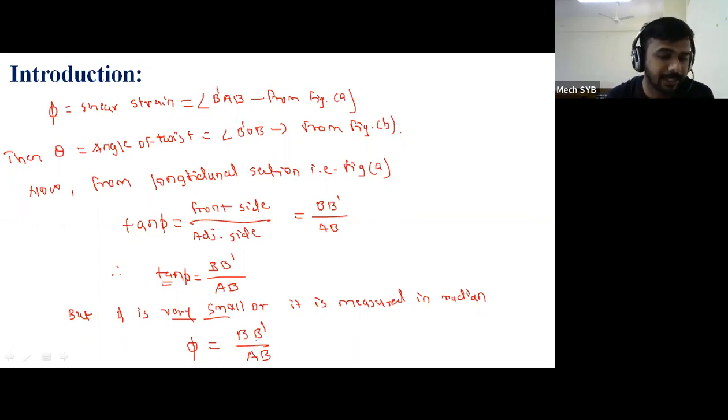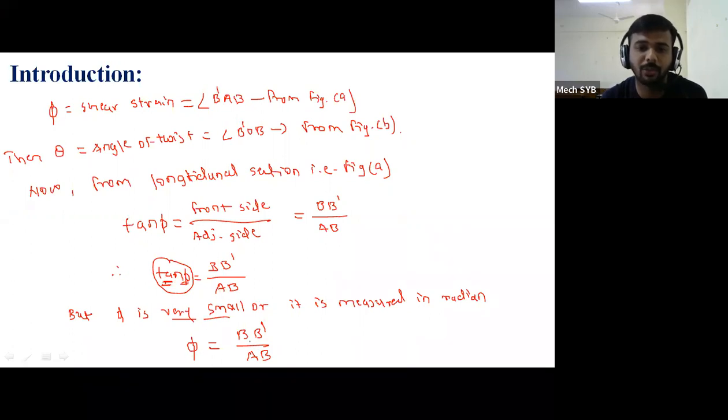Please keep in mind, initially we have applied the tan rule. Tan phi is equal to front side upon adjacent side, which is equal to B B dash upon AB. But from this particular tan phi parameter, whatever the phi value is there, that phi value is very small, or it is measured in radian. Therefore, from this particular term, this tan parameter, we have to neglect it, and same equation we have to write in the form of phi, that is phi is equal to BB dash upon AB.